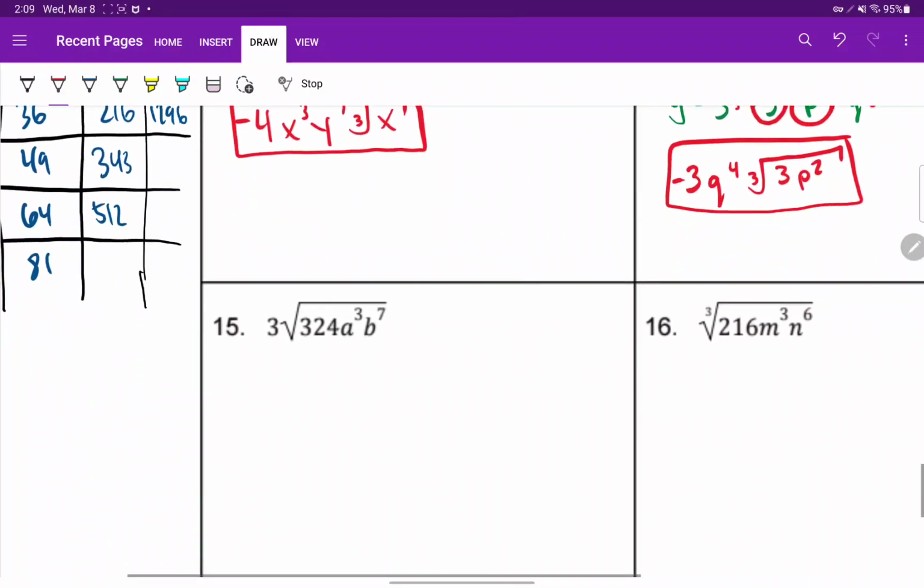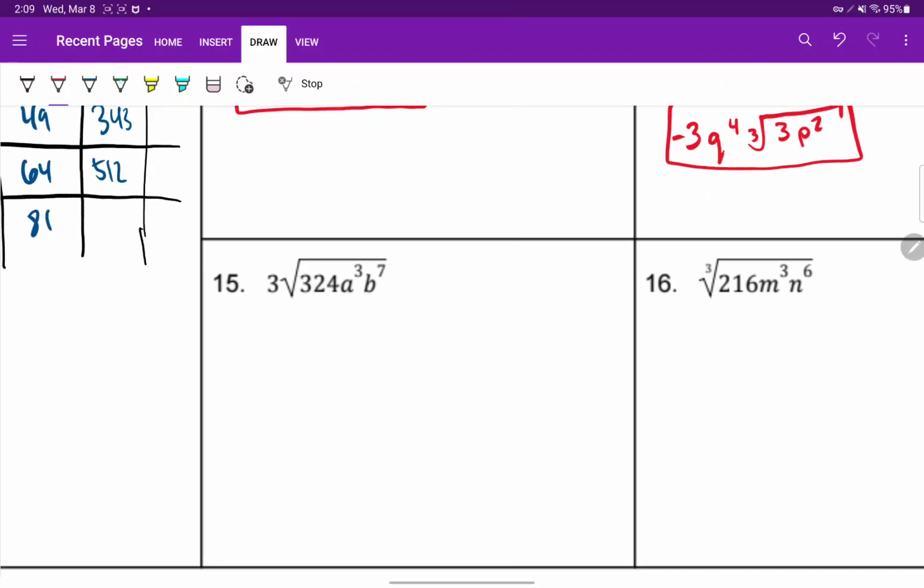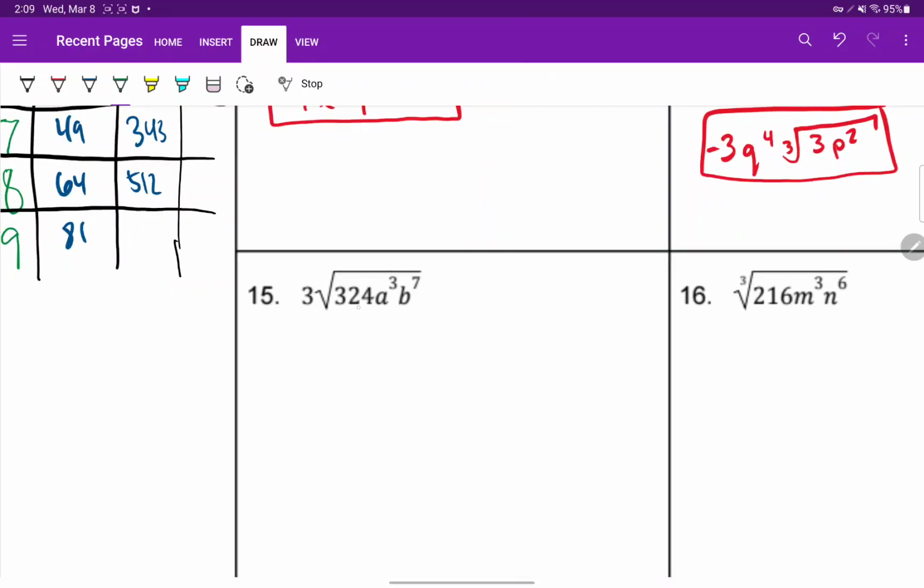All right, we're down to the last 2 here. So for number 15, we have a square root. And the good thing for us is that 324 is actually a product of 18 times 18. So we're going to start with this 3 here. We're going to do a square root. So this 324 is actually 18 squared. So I'm looking for squares, right? Perfect multiples of 2. So a to the 3rd can be broken into a squared times a to the 1st. And the b can be broken into b to the 6th times b to the 1st, where you'll see the a squared, the 2 is a multiple of 2, and 6 is a multiple of 2.